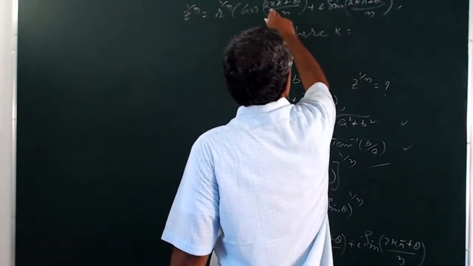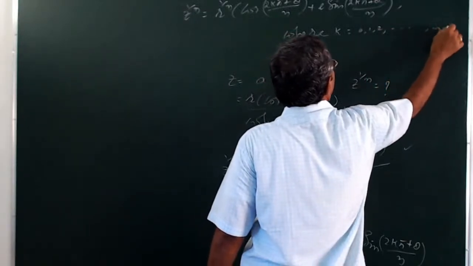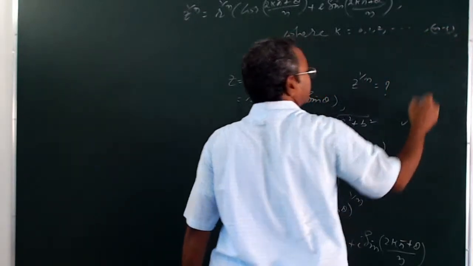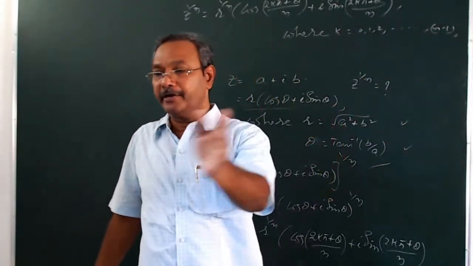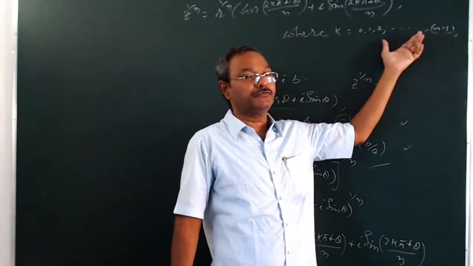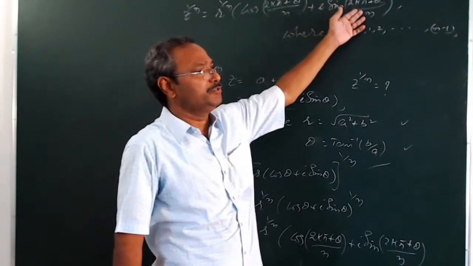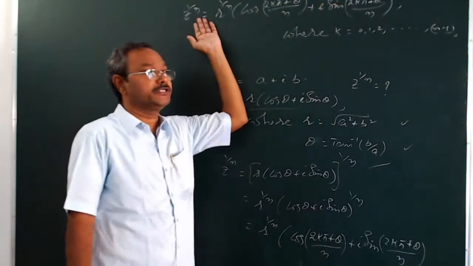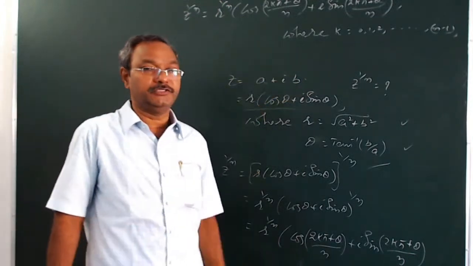where this k can take the values 0, 1, 2, 3, etc. up to n minus 1. You are starting from 0, ending with n minus 1, and you are taking all the integers in between. So we are going to get n different values for this k. For each and every different value of this k, you substitute it here, you are going to get a complex number, which is an nth root of the complex number z.